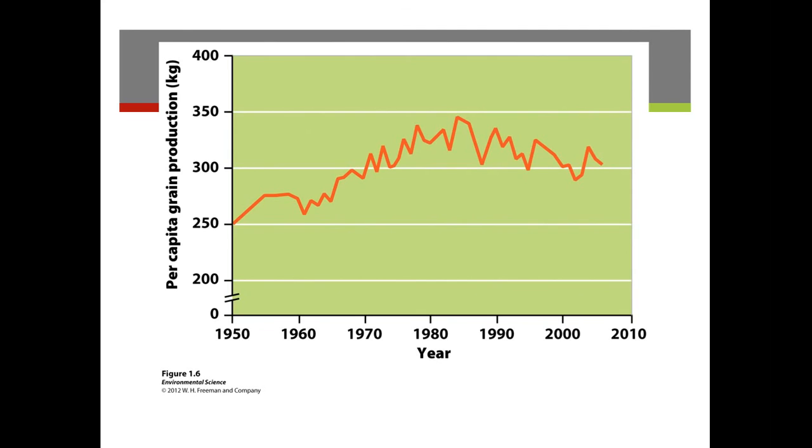So, if we look at this chart here, it's showing you the world grain production per year. And you can see that grain production has increased since the 1950s, but it has recently begun to level off.